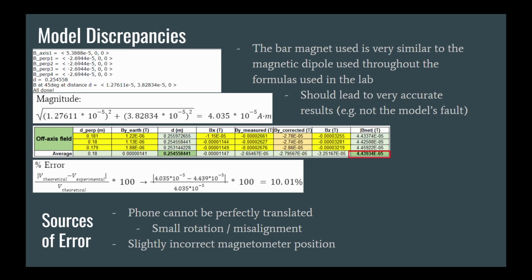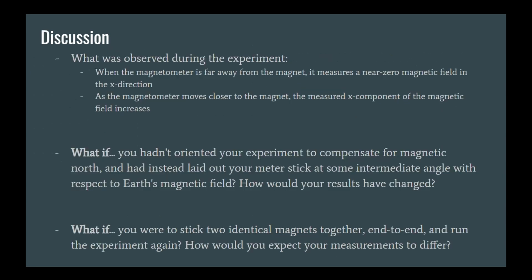And so this comes down to the source of error, which with our percent error being 10%, we would expect that the source of error could actually be feasible. And these are that the phone could not be perfectly translated, as in there's some small rotation or misalignment, and there's a slightly incorrect magnetometer position.